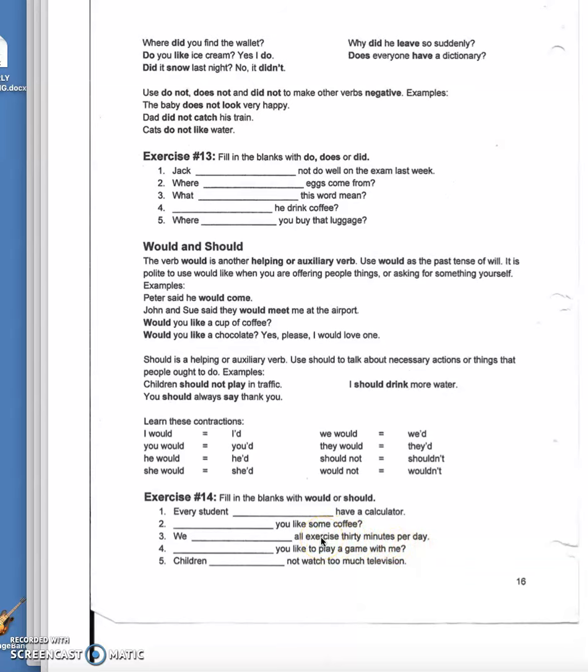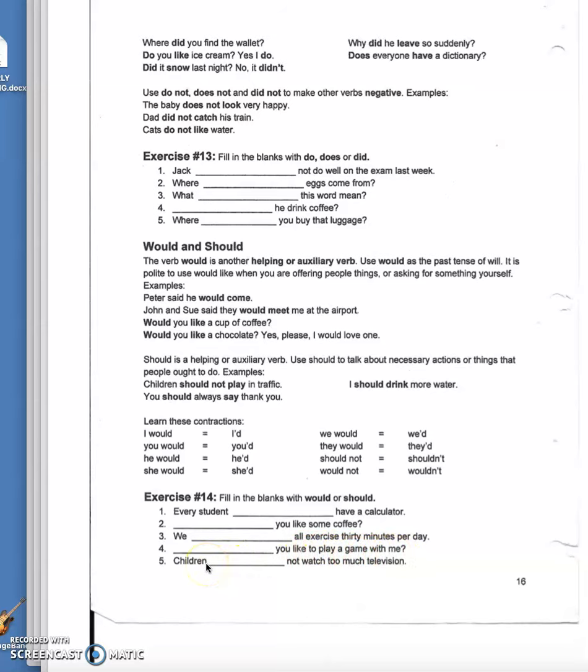Remember, we're using should. We should exercise. It's something that's a good idea. It's something that we ought to do. Number 4, it's a question. Would you like to play a game with me?